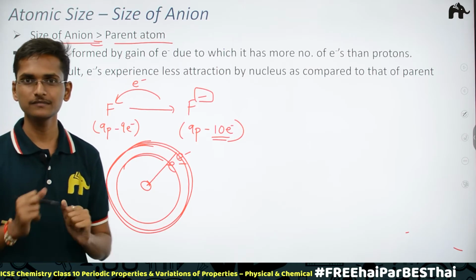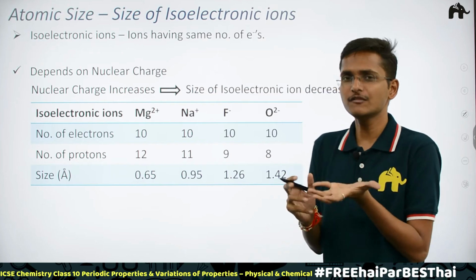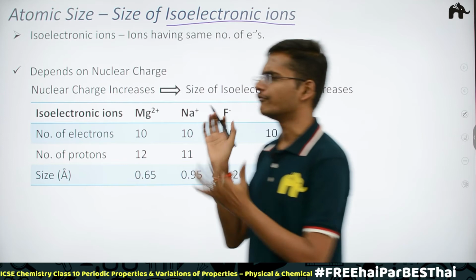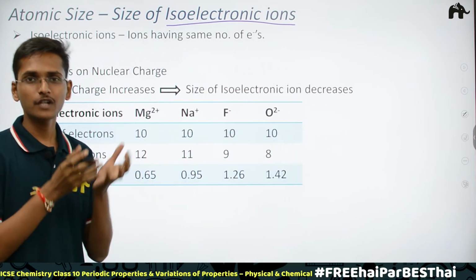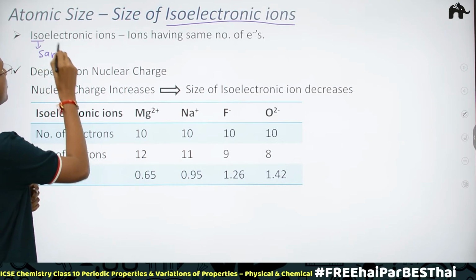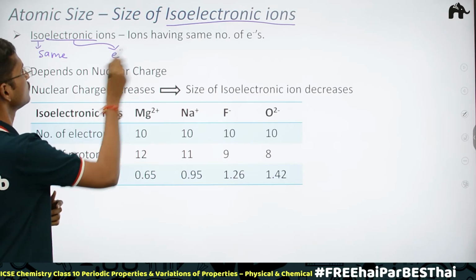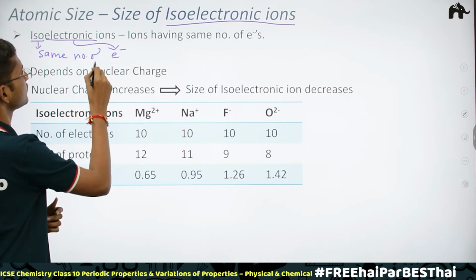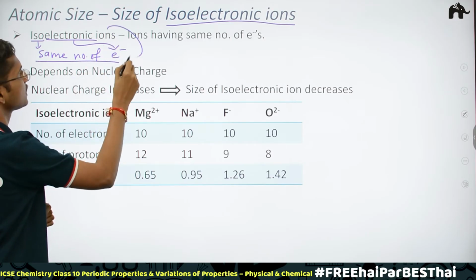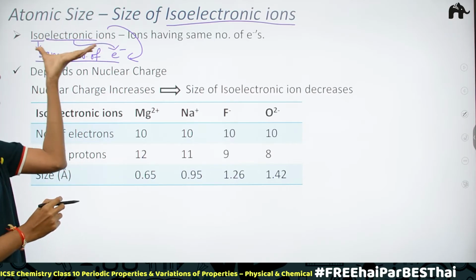Okay, very clear. Now let's learn about the size of isoelectronic ions, but before that, let's first see what isoelectronic ions actually means. Very simple. You can remember it from its name itself. See, iso means same, electronic, from this you can derive electrons, so same number of electrons. Ions which have the same number of electrons are called isoelectronic ions.